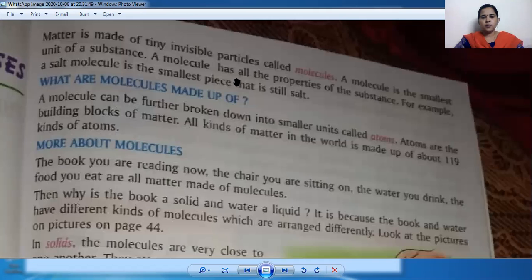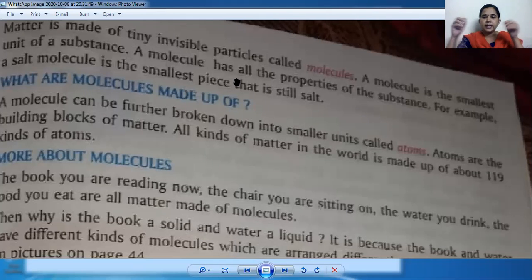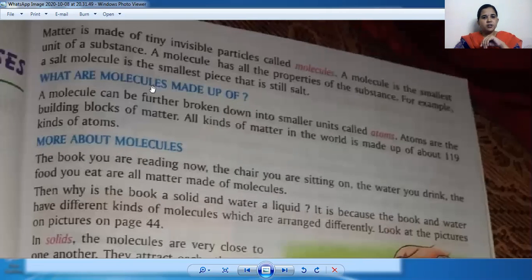So if we take salt, what are the molecules present in the salt? Each smallest piece is called its molecule. Or if you take the example of sugar, what are the sugar molecules? All the tiny particles, the small crystals of the sugar, are called its molecules. Like that. And what are the molecules made up of?